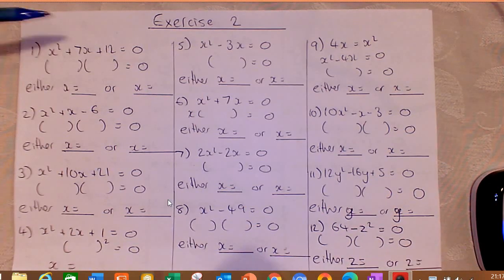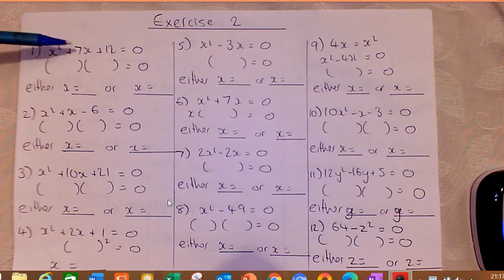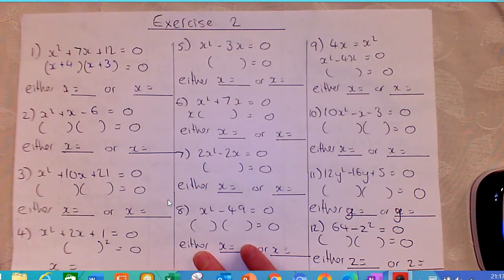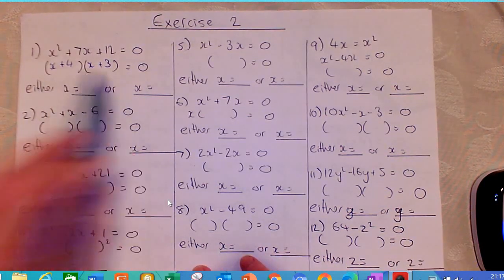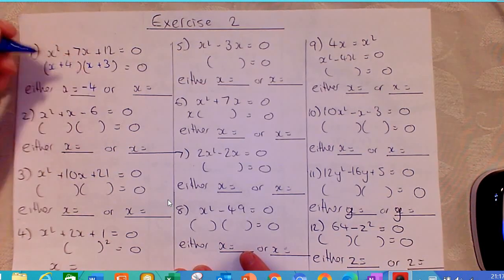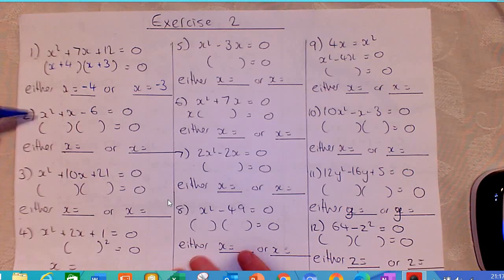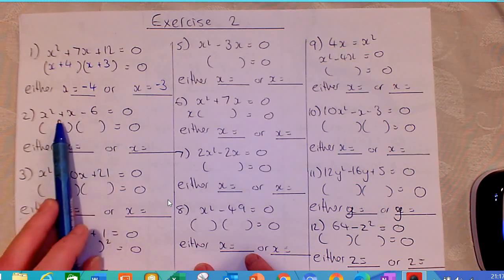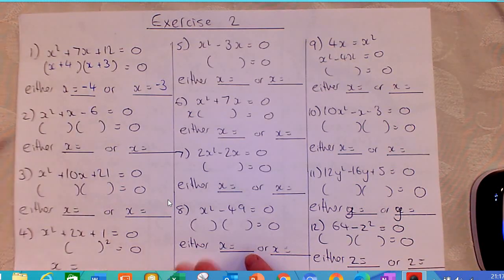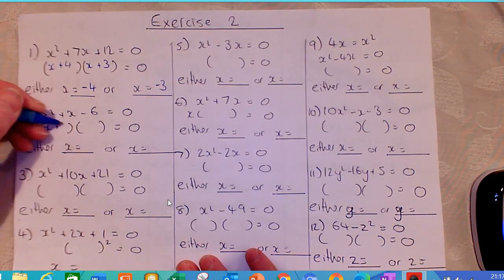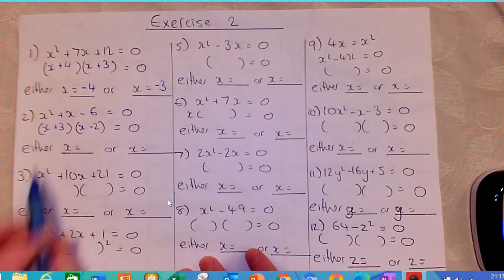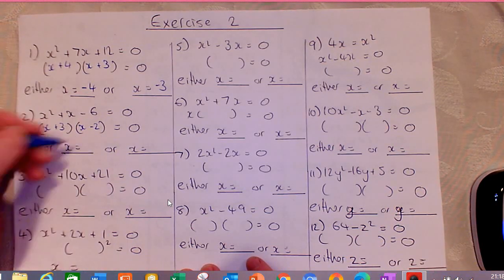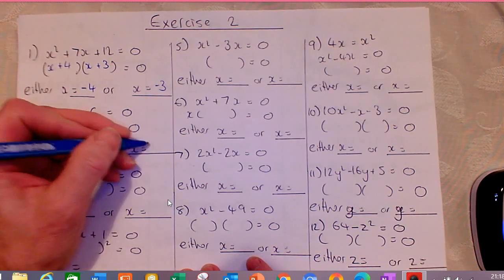So I'm looking for two numbers times together to make 12, added together to make 7. So it sounds like it's got to be 4 and 3, and then of course this equals 0 or this equals 0, so x would have to be minus 4 or x equals minus 3. Next one, x squared add x take away 6 equals 0, so times together to make minus 6, added together to make a positive 1. So that sounds like a 3 and a minus 2, and then remember that this equals 0 or this equals 0, so we say x equals minus 3 or x equals 2.